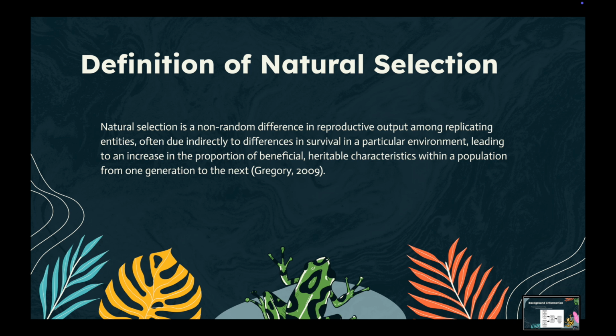Gregory wrote a paper in 2009. It was called Understanding Natural Selection: Essential Concepts and Misconceptions. And I really liked this definition of natural selection: natural selection is a non-random difference in reproductive output among replicating entities, often due indirectly to differences in survival in a particular environment, leading to an increase in the proportion of beneficial heritable characteristics within a population from one generation to the next.